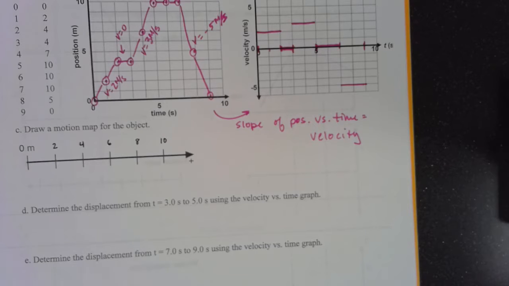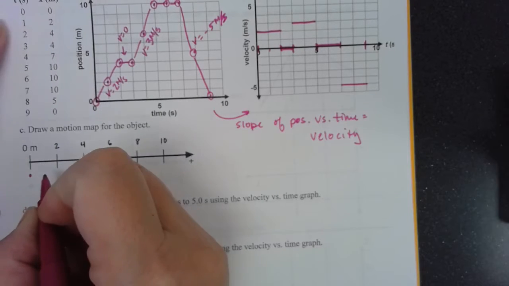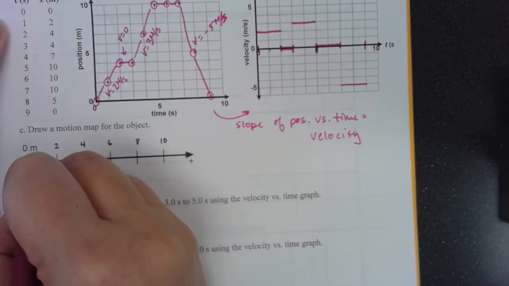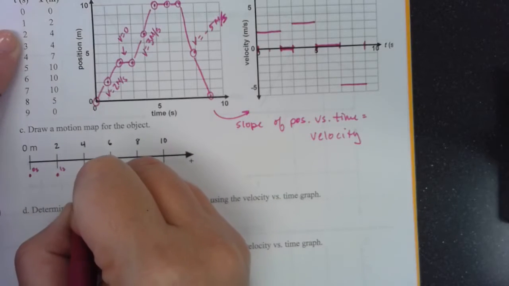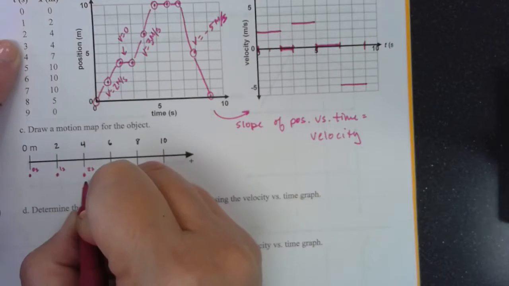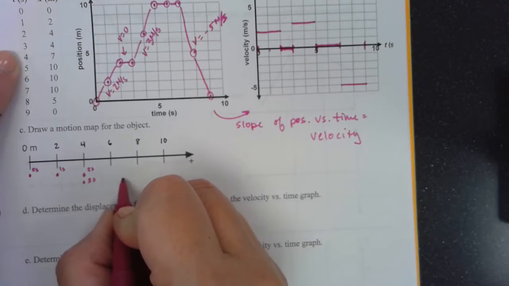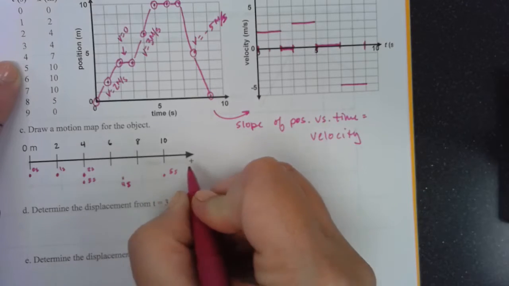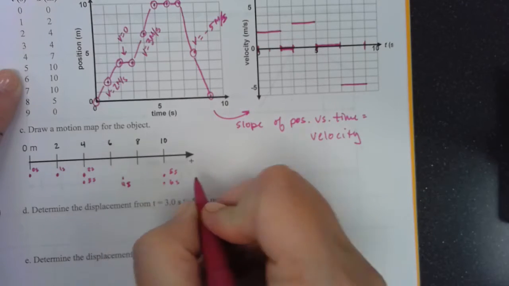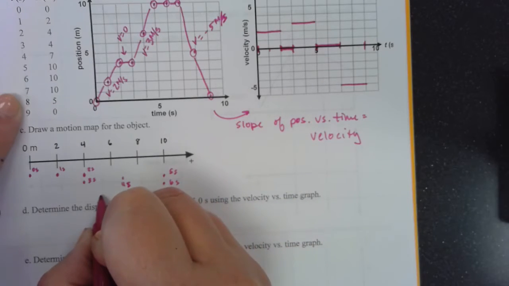All right, so I'm going to draw all of my dots. T equals 0 is at 0 seconds. T equals 1 is at 2 seconds. 0 seconds, 1 second. 2 seconds, we're at 4. 3 seconds, we're at 4. 4 seconds, we're at 7. 5 at 10. 6 at 10. 7 at 10. 8 at 5.